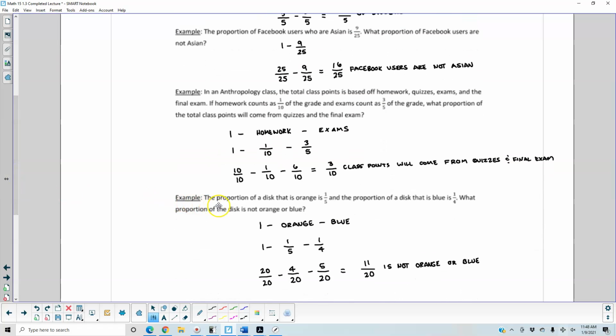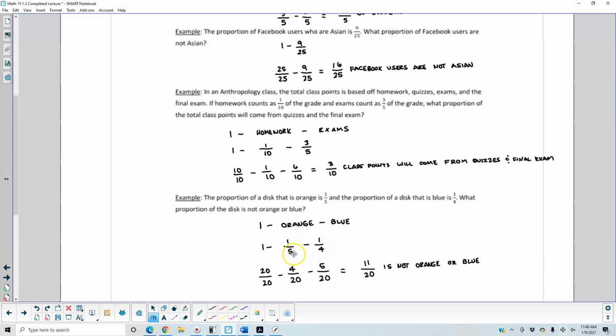Now, another example, it says the proportion of a disk that is orange is 1/5, and the proportion of a disk that is blue is 1/4. What proportion of the disk is not orange or blue? Well, again, 1 is the whole. We're going to subtract orange, and the fraction for orange is 1/5. And then we're going to subtract blue, and the fraction for blue is 1/4.